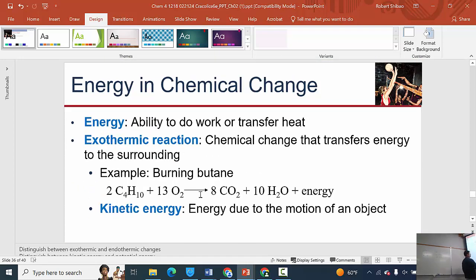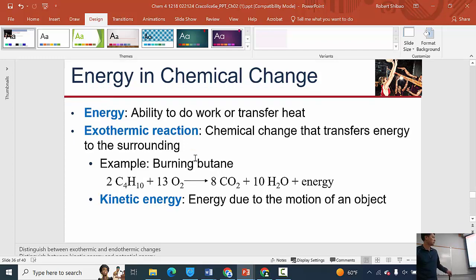So here, this is butane. Butane's a liquid. And so we take butane, which is C4H10, and burn it. And so we take 2 molecules of butane and 13 molecules of O2. We're going to make 8 molecules of CO2, 10 molecules of liquid water, and energy. This is exothermic. This is going to result in a butane flame. And so there are butane stoves, butane lighters, butane heaters.